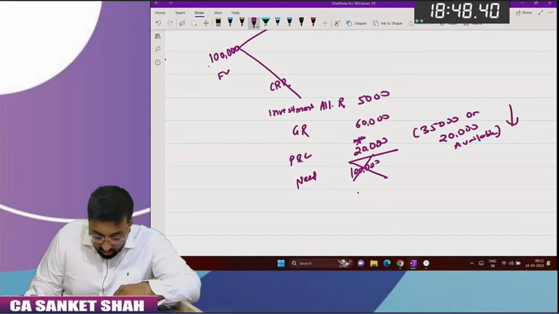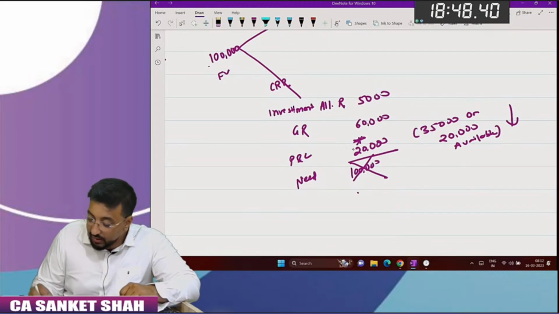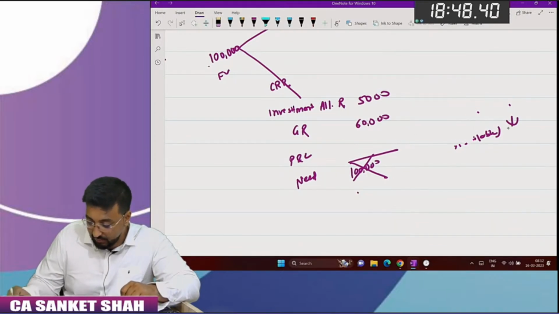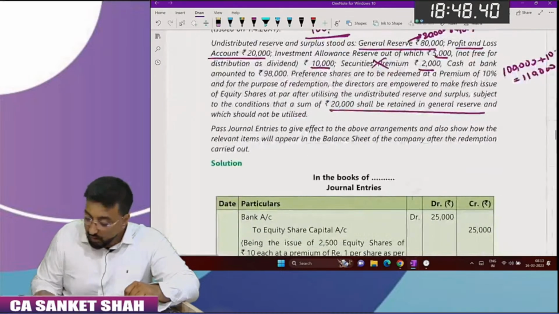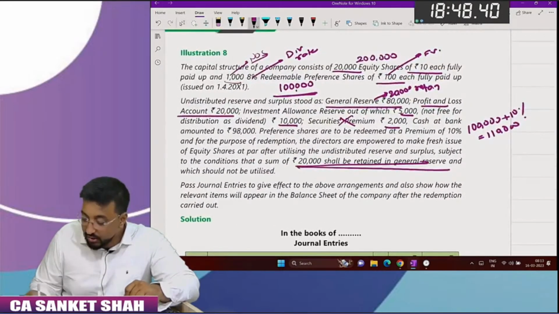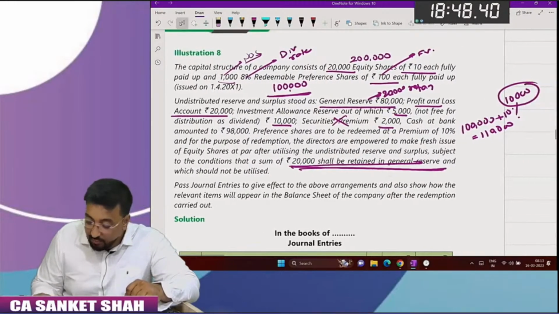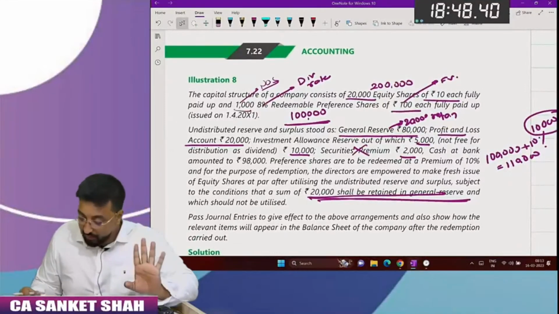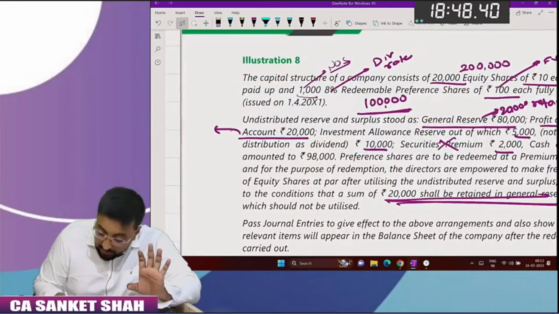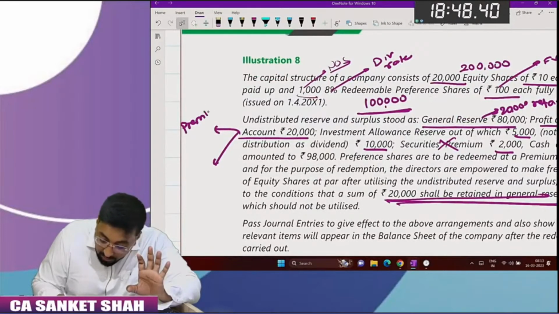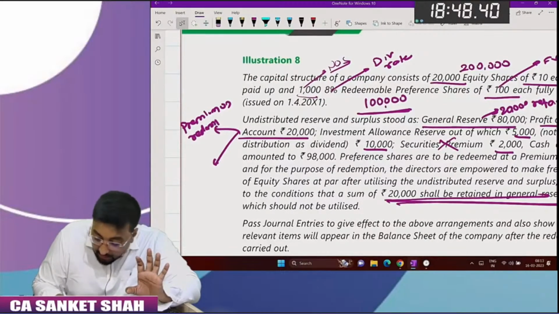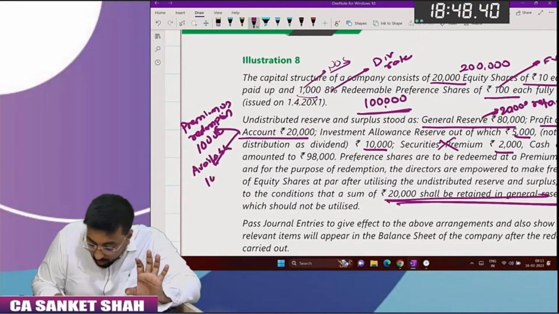But see, how much P&L will be available? Sorry, it's my mistake once again. Understand it. After redemption, 20,000 shall be retained in the general reserve, correct? And you will need an extra 10,000 for premium on redemption. So Beta, your P&L is not 20,000 because out of 20,000, you are going to pay premium on redemption. You are going to cancel that premium on redemption, which is 10,000. So how much is available with you? You have available only 10,000.